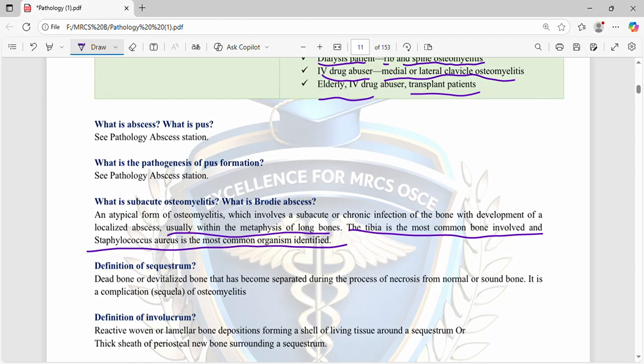Definition of sequestrum: dead bone or devitalized bone that has become separated during the process of necrosis from normal sound bone. It is a complication, a sequela, of osteomyelitis. Involucrum: reactive woven or lamellar bone deposition forming a shell of living tissue around a sequestrum, or a thick sheath of periosteal new bone surrounding the sequestrum.